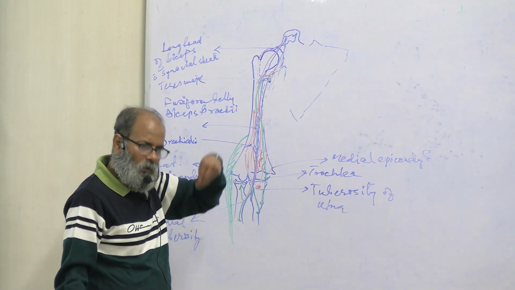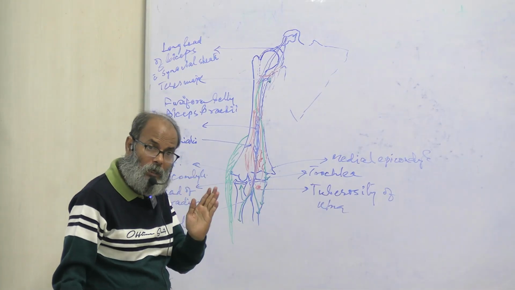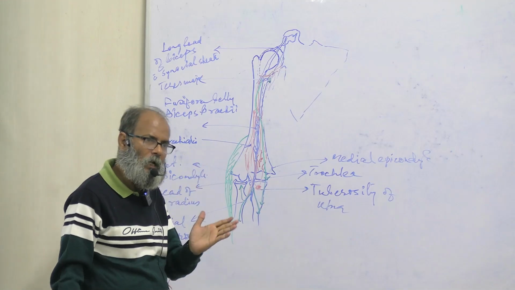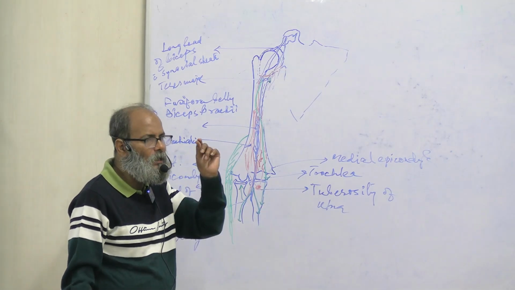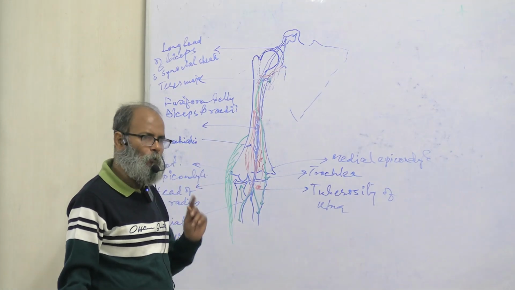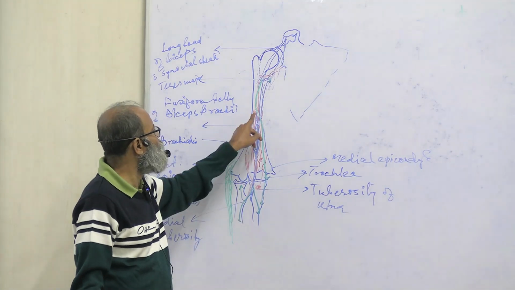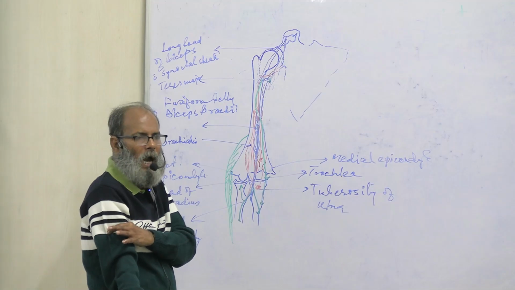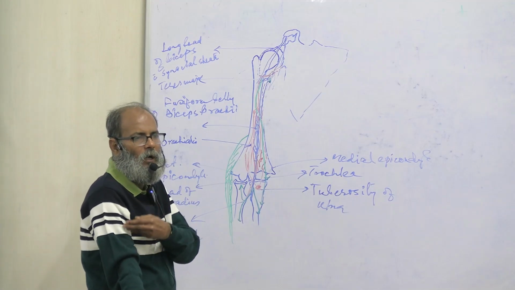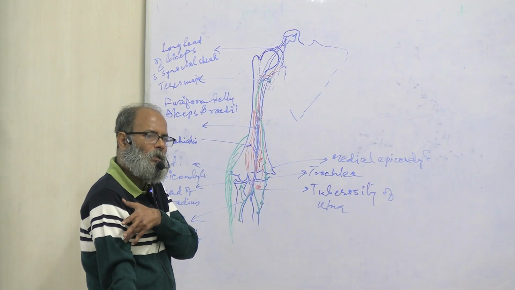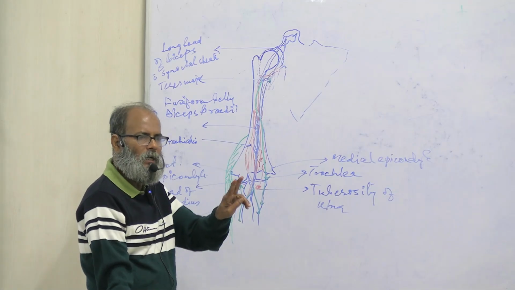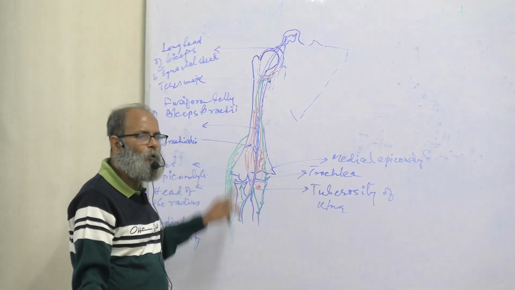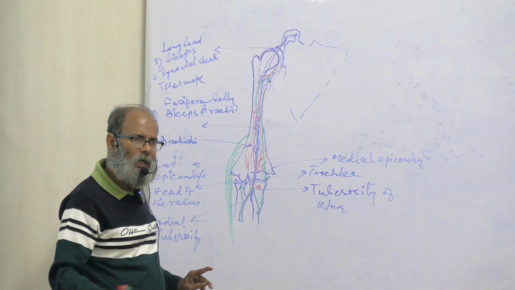So these two heads, the short head and long head. The long head is passing intracapsularly but extra synovially. Got my point? It is taking a synovial sheath around it. They do not join right at their origin. They come a little below, nearly the upper third of the arm, where they lie side by side, then they join, the lateral and medial heads, and form the fusiform belly of biceps brachii.